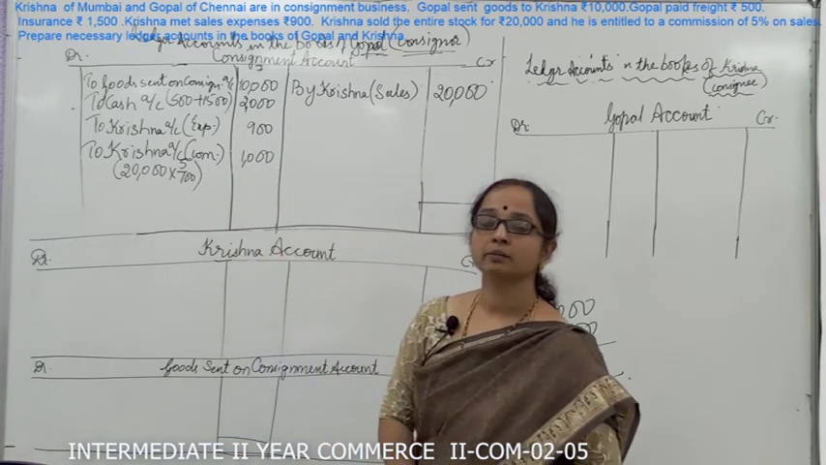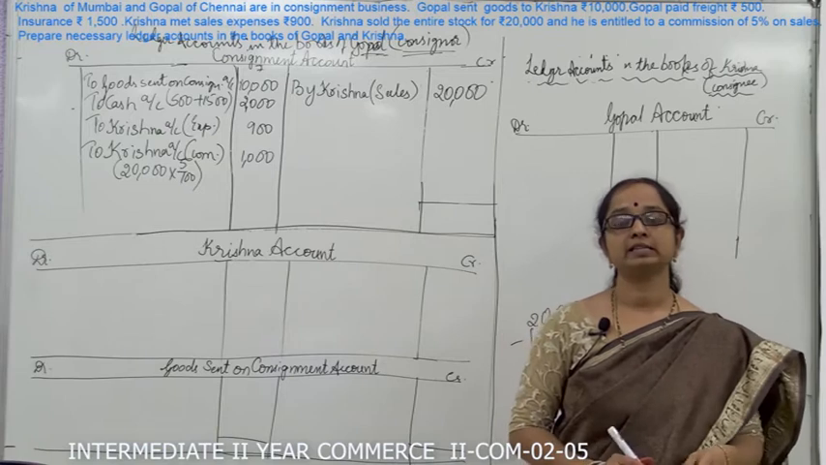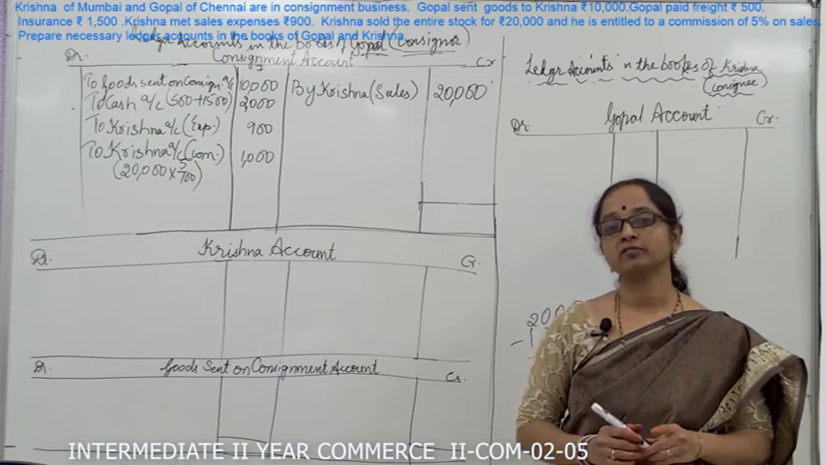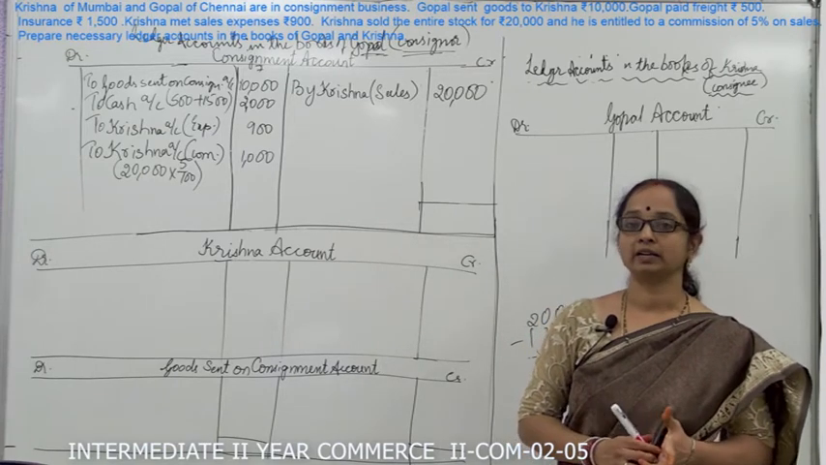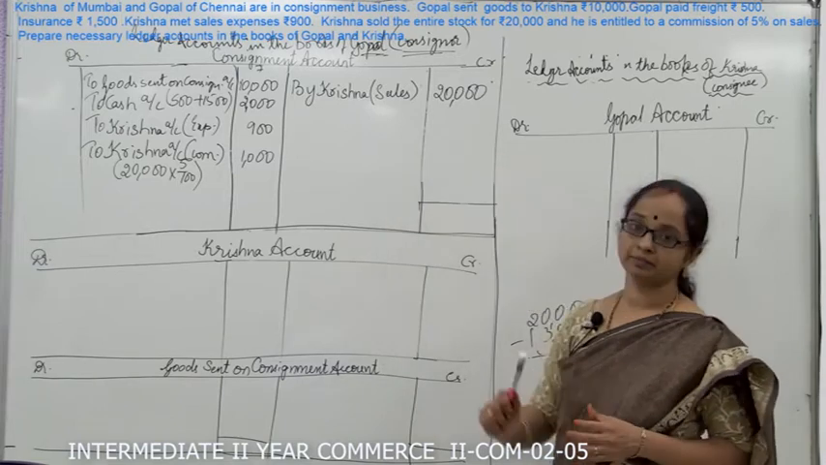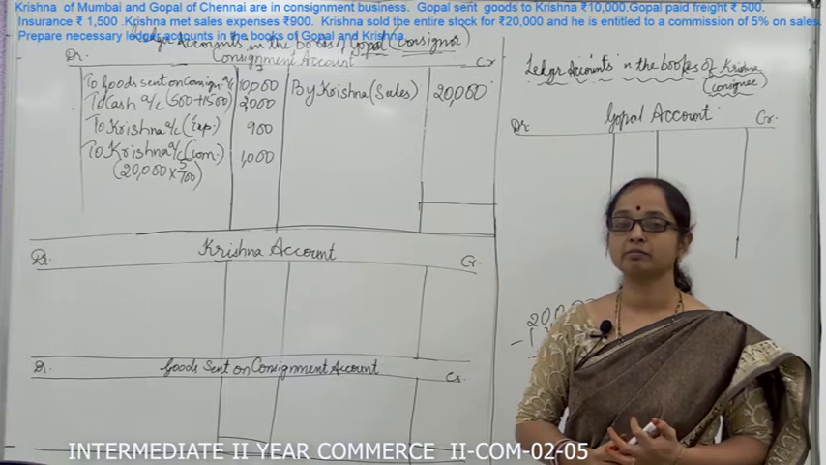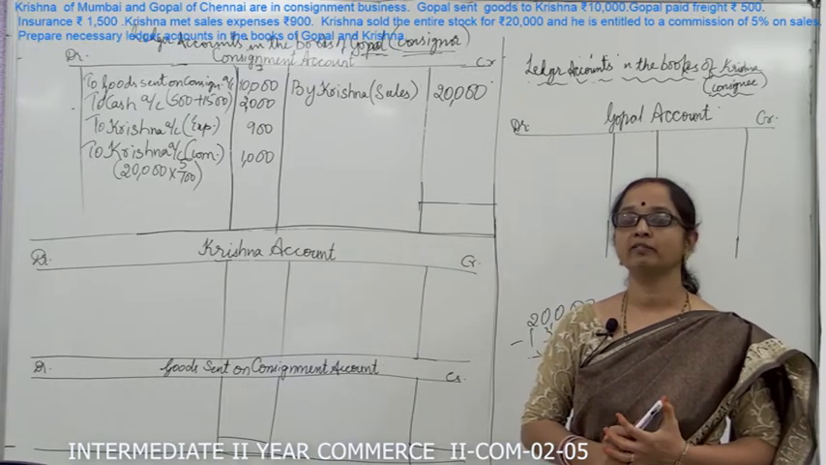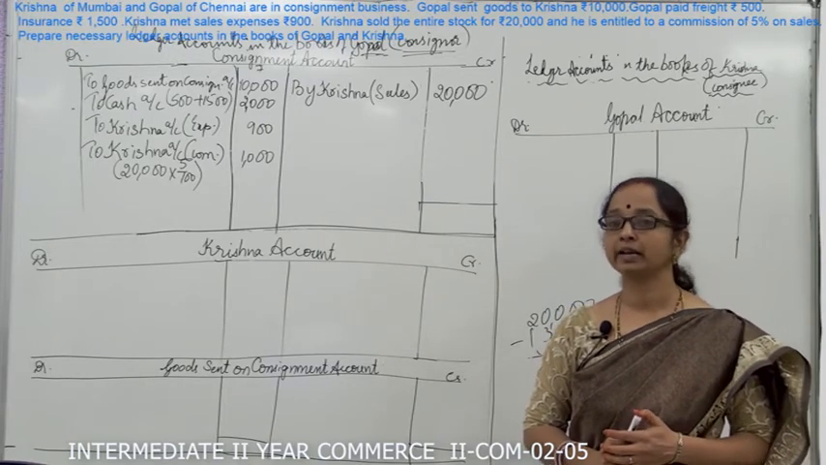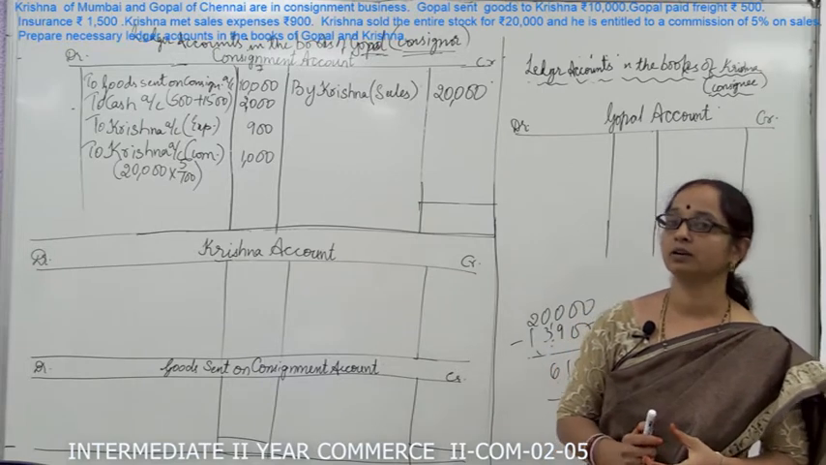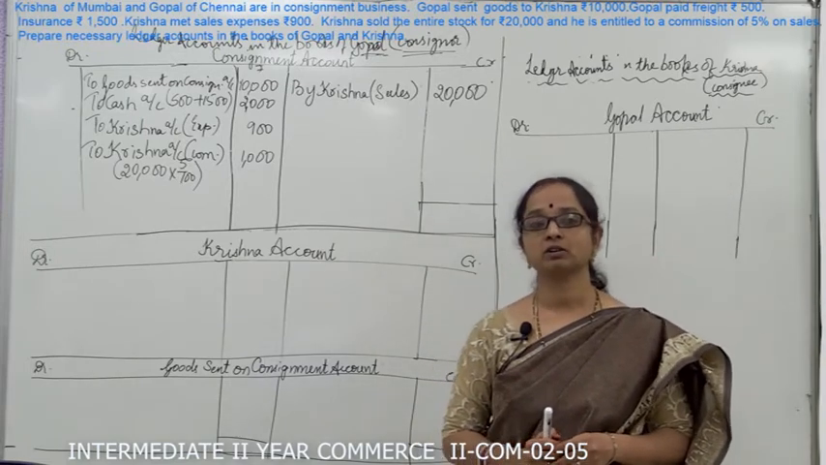Suppose in the exam problem, if it is given that only commission 5%, still you have to calculate on 20%. If at all they say commission charged 10% or 5%, still you have to go for sales. Sales amount paina charge cheyali. Right now all your problems will be charged on sales.